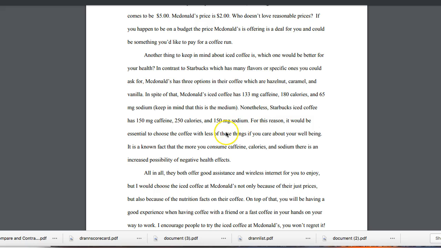And then finally she says, for this reason, it would be essential to choose the coffee with less of these things. And again, for this reason lets the reader know she's transitioning now to a conclusion about this topic, about the nutritional benefits in these coffees.